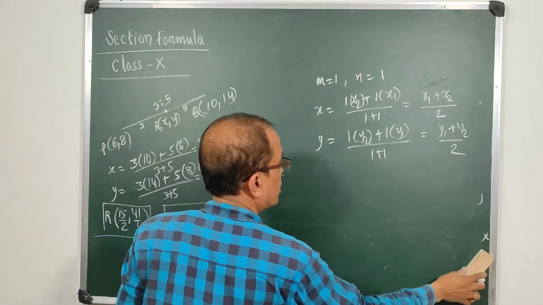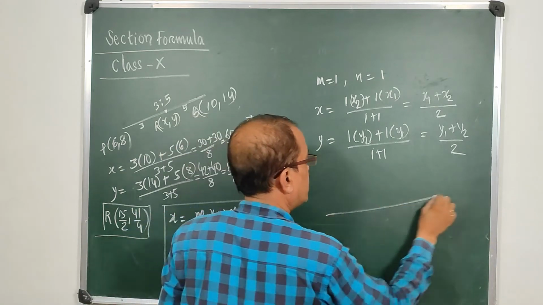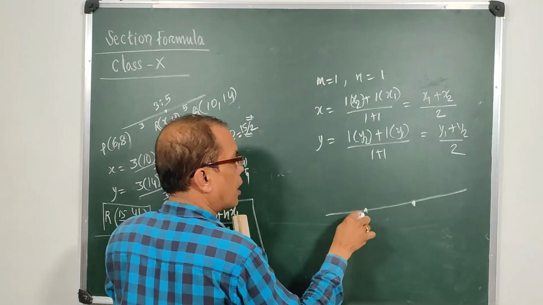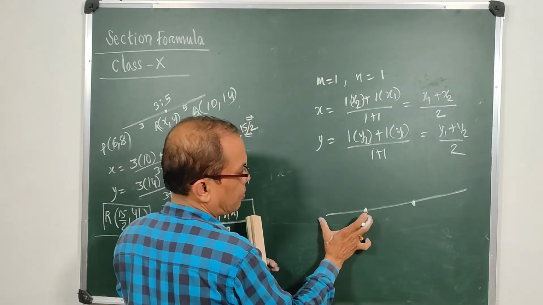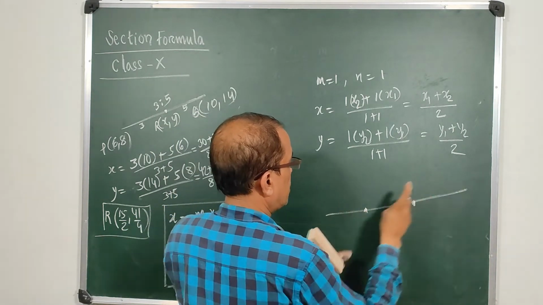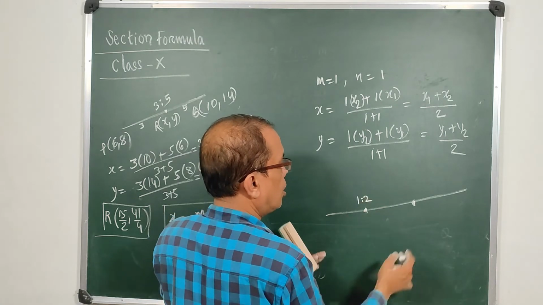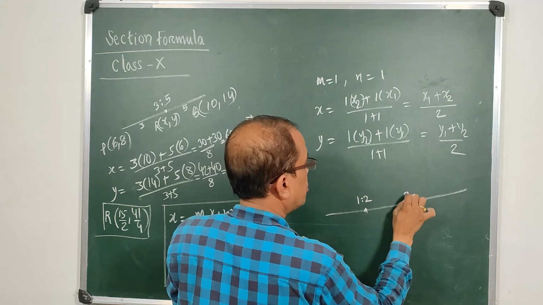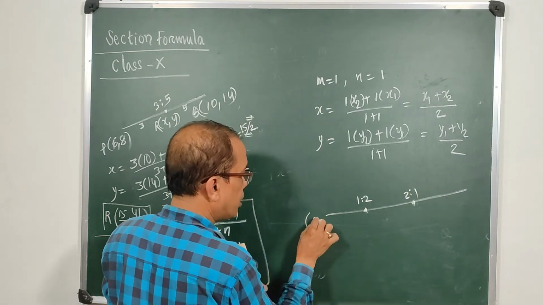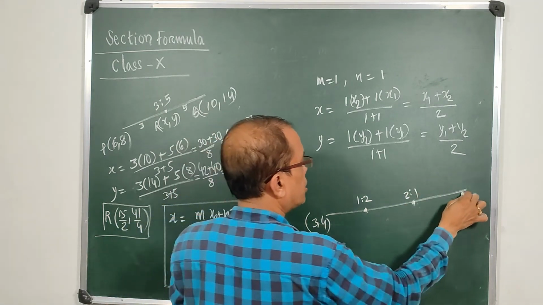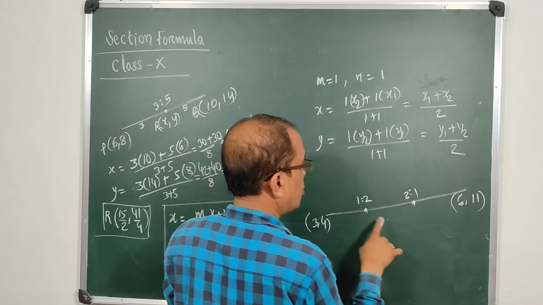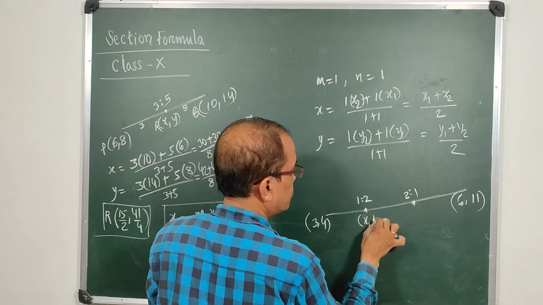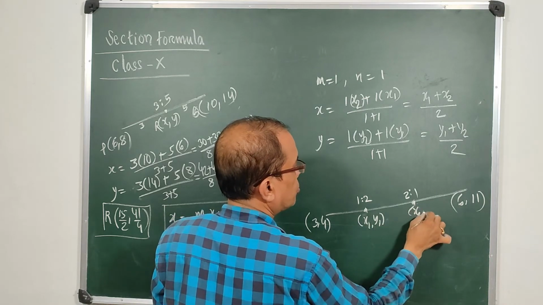If the point is a trisection point, a point of trisection means you take 3 parts. At the first point, this side is part 1 and there are 2 parts there, so this ratio is 1 is to 2. And here we have 2 parts on the left and 1 part on the right, so this ratio is 2 is to 1. So if the points are (3, 4) and (6, 11), say this is (x1, y1), this is (x2, y2). Can we find them?